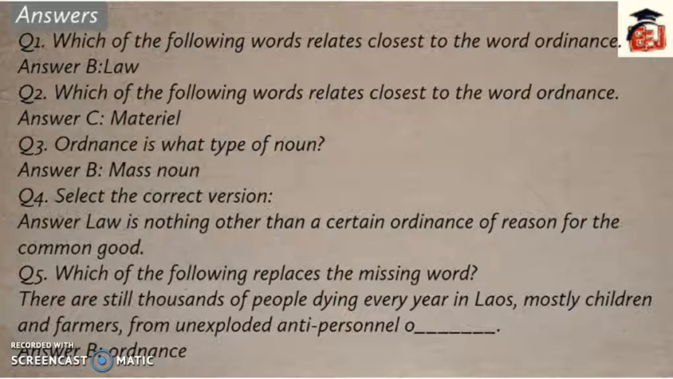Which of the following replaces the missing word? There are still thousands of people dying every year in Laos, mostly children and farmers, from unexploded anti-personnel ordnance. Here they are talking about guns and you can say mines.